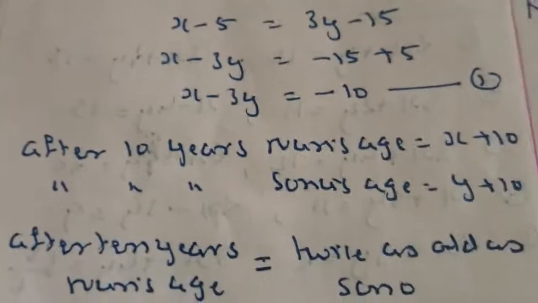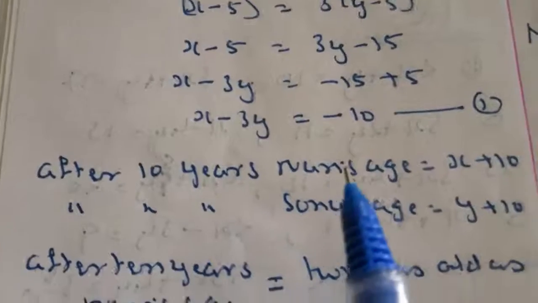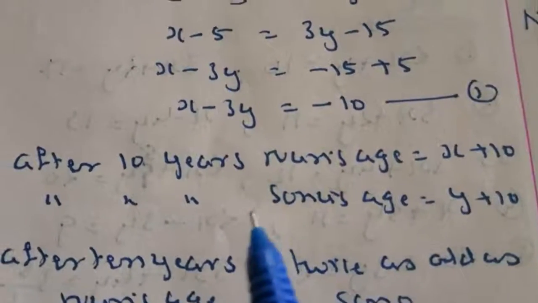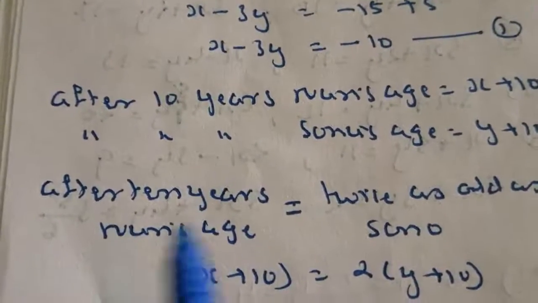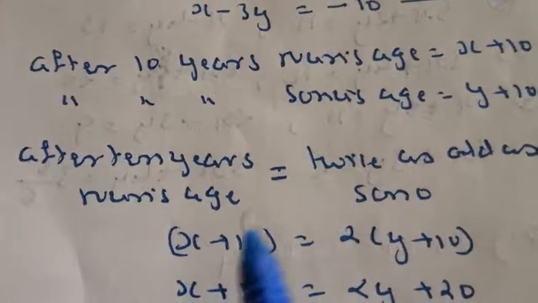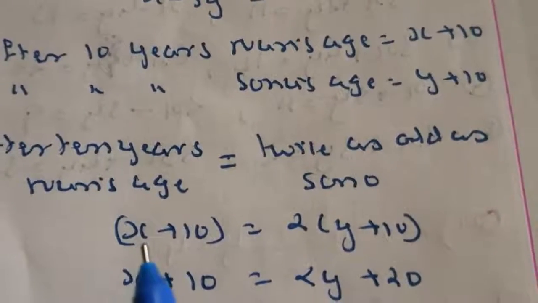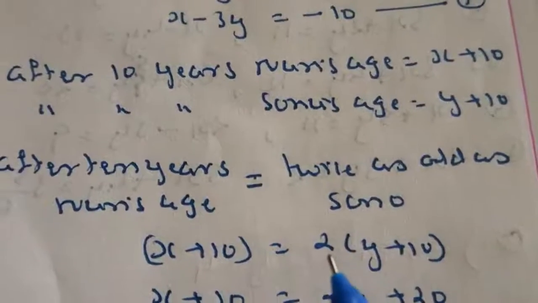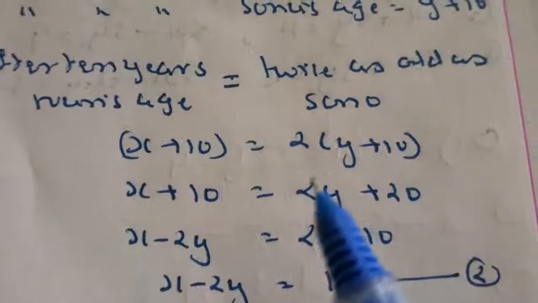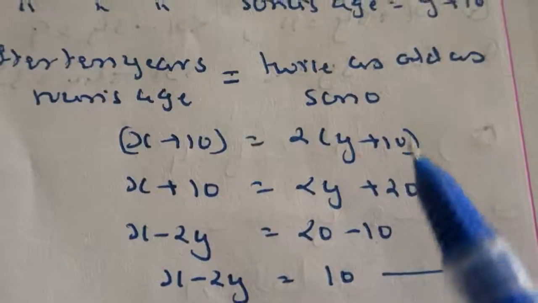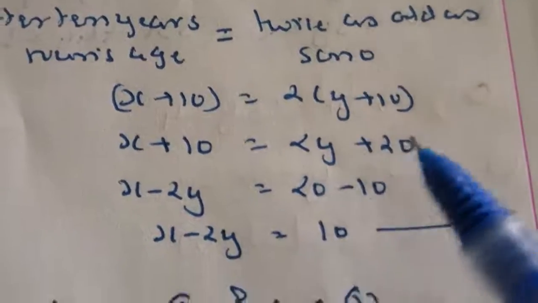The second condition given to you is after 10 years. That means after 10 years, Nuri's age will be X plus 10 and Sonu's age will be Y plus 10. So they have given you that after 10 years, Nuri's age will be twice Sonu's age. So Nuri's age is X plus 10 and twice means multiply by 2 into Y plus 10. Solving the equation, 2 into Y is 2Y, 2 into 10 is 20. So X plus 10 is equal to 2Y plus 20.